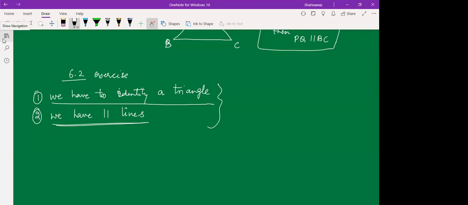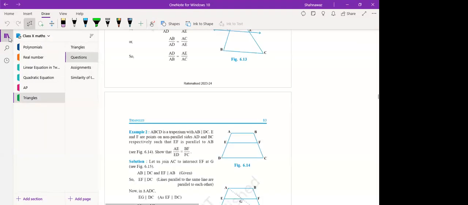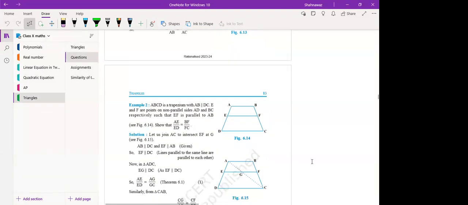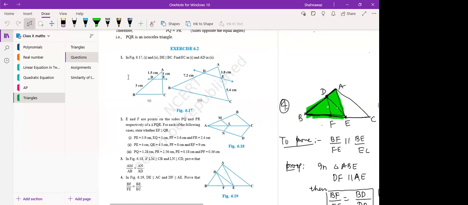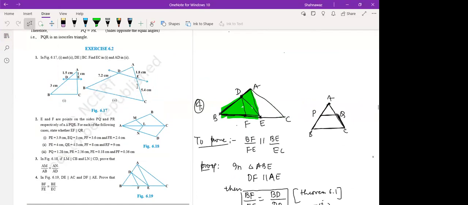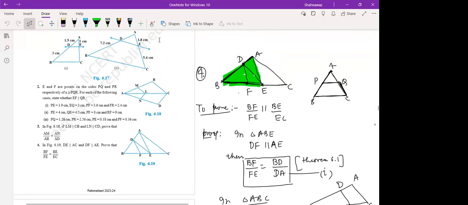Okay, guys. Okay, sir. So we were solving which question? So we solved this fourth question, right? Yes. Okay, so Shama is not here again.